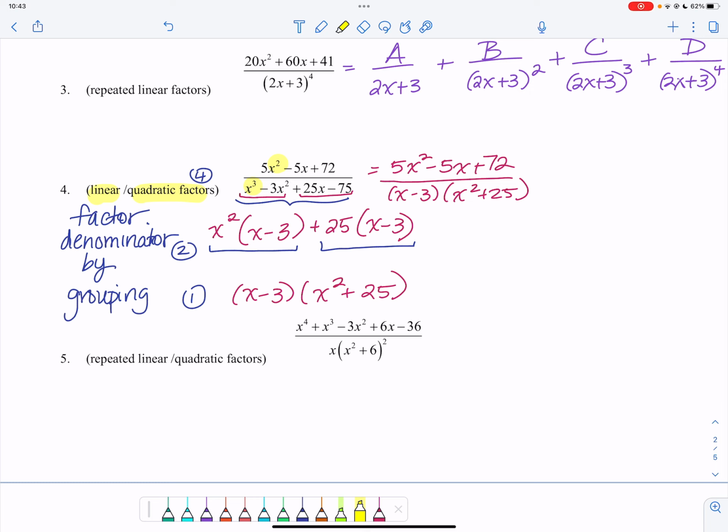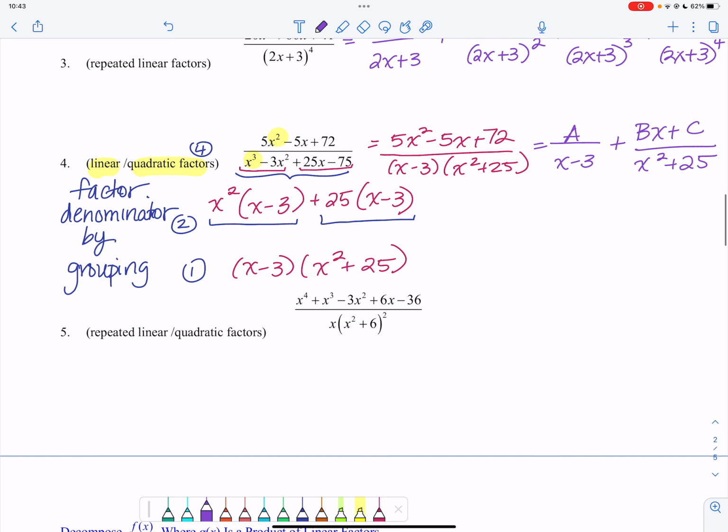So how do I deal with that? Well, I will let that equal A over, and we'll go ahead and write that linear factor. But now we have to have a linear numerator, Bx plus C, a linear form over this quadratic factor. Okay, so you'll just have to know that form.